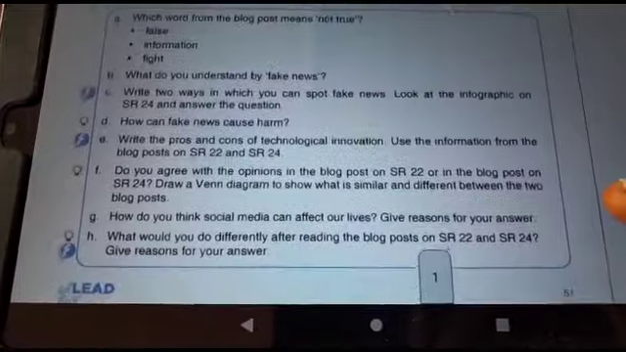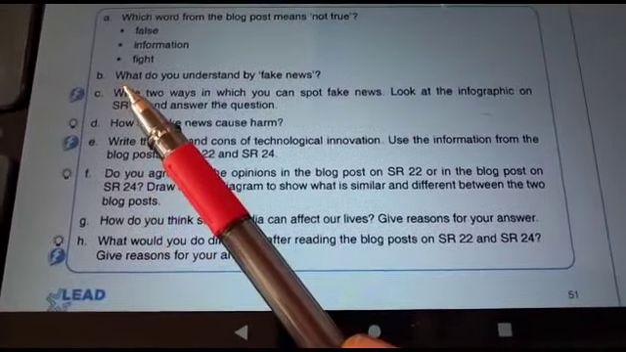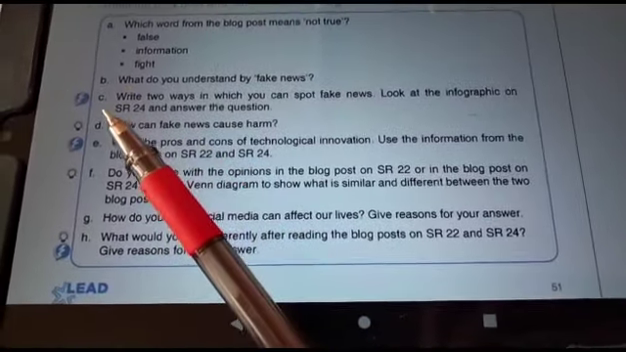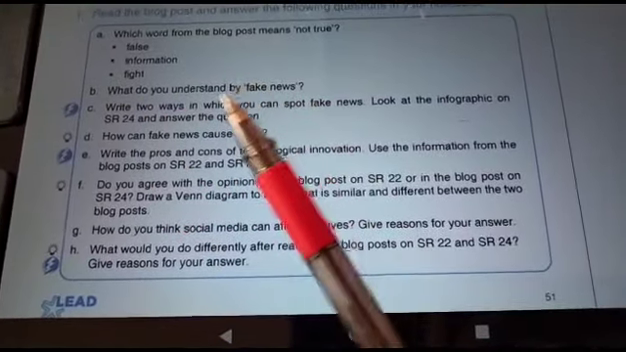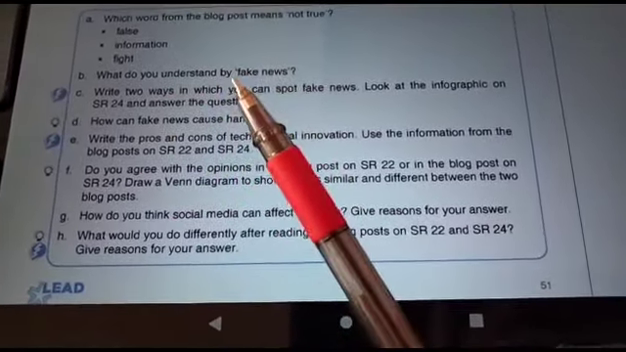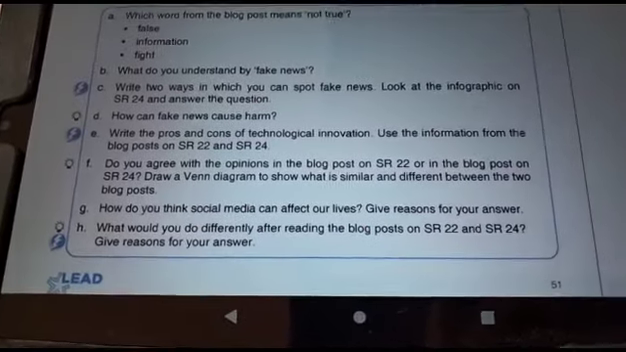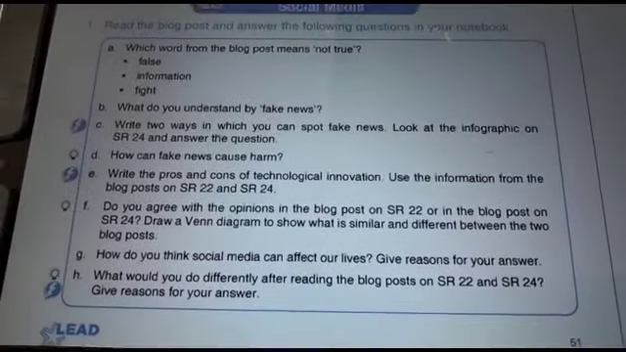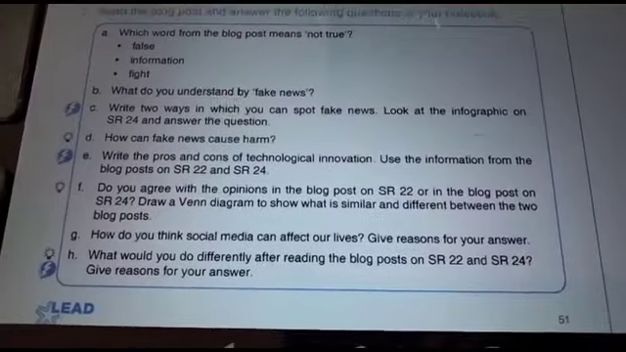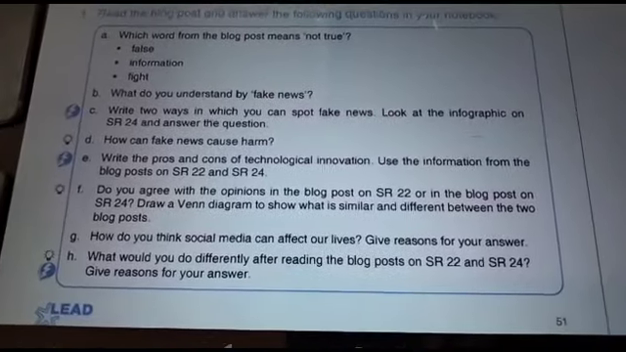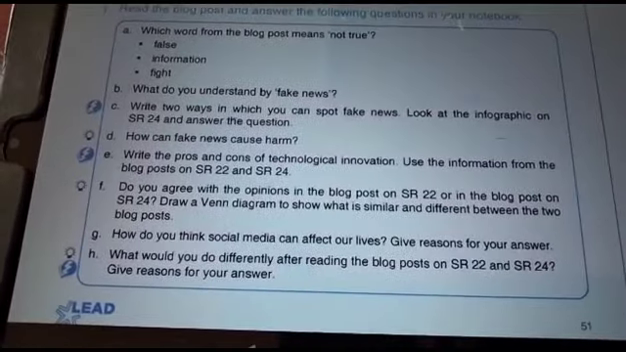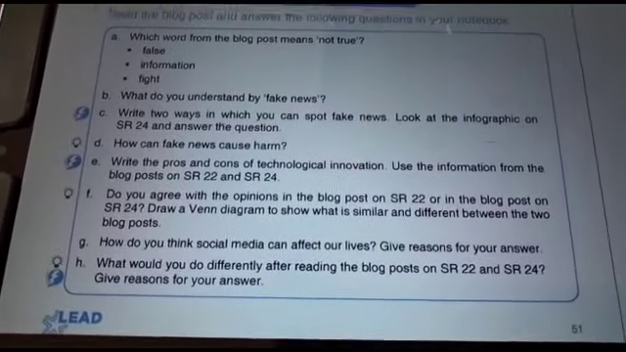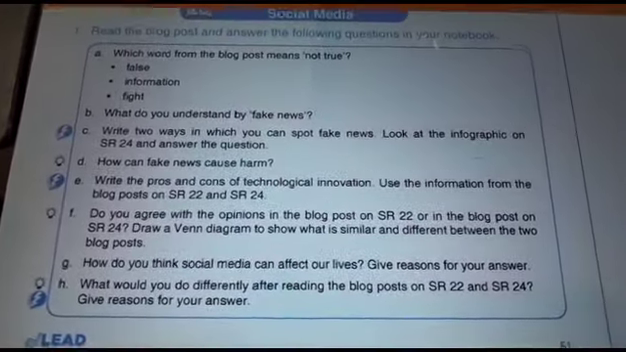And B question, take your ELGA note and write the answers correctly, using your pen. What do you understand by fake news? So anybody here, what does fake news mean? Very good. Fake news means false or unreal news. It is spread to give false information to people. This is called fake news. So you have to write it in your ELGA note.